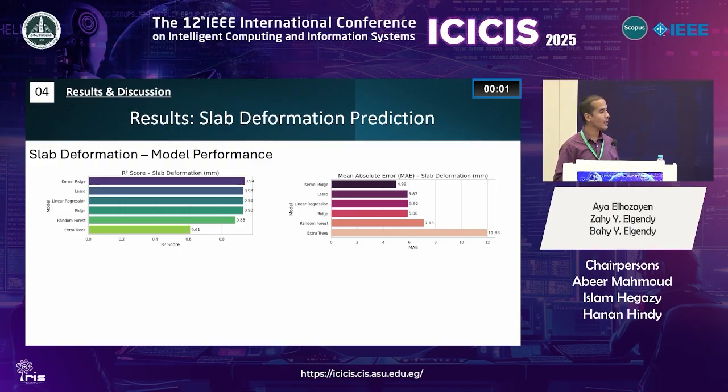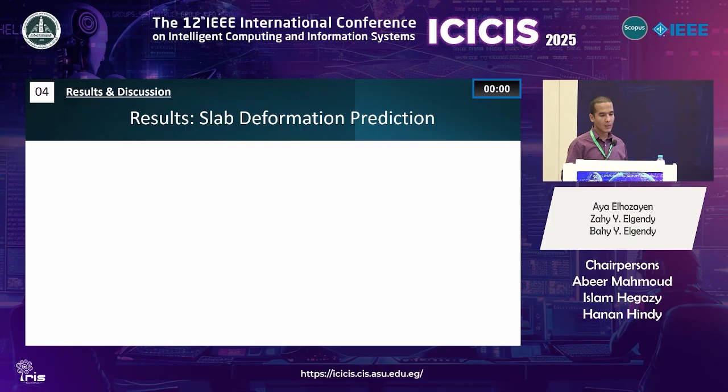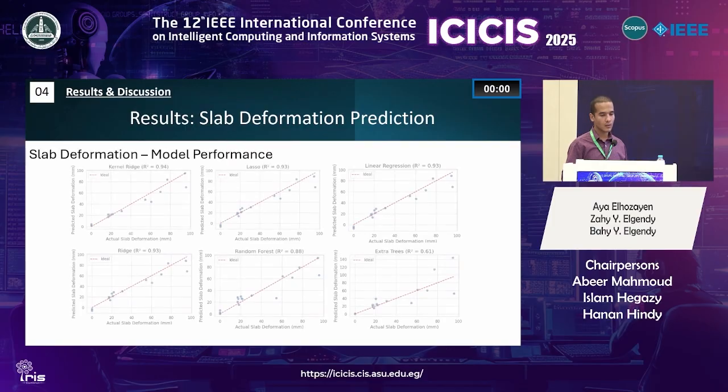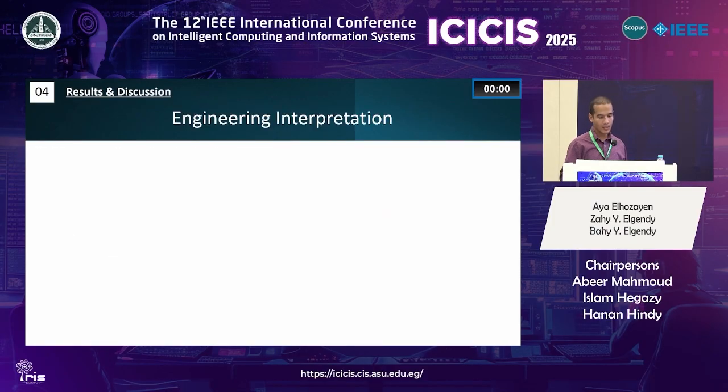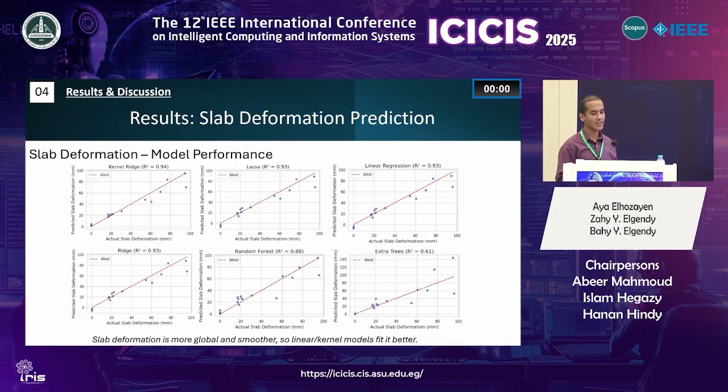And we can say that the mathematical nature of the algorithms does not necessarily match the physical behavior of our system. So we can say that the slab deformation is more global and smoother, while the core deformation is highly nonlinear, and therefore various models perform better in different components of our system.